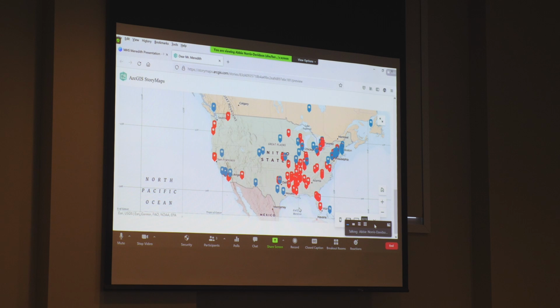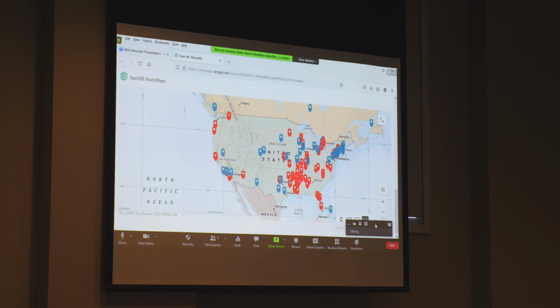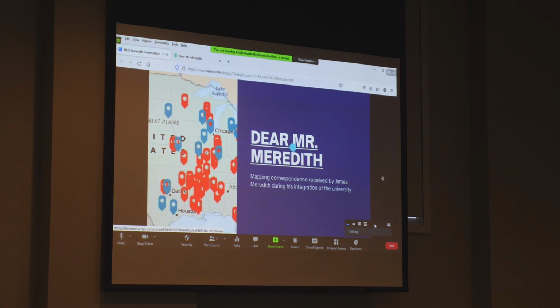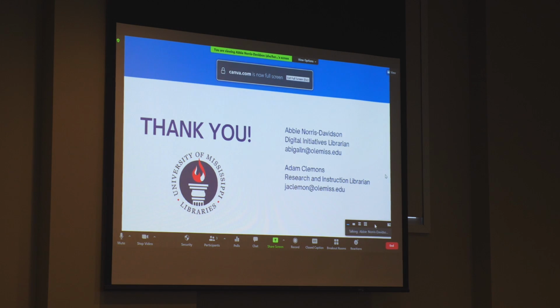It needs to be the opposite, because there are proportionately so many more pro-integration letters in the collection. Over the next few months, we are going to add a proportional number of pro-integration letters, and based on what I've seen looking through the collection, we predict that the colors and the sentiment behind the map will shift a lot. There actually was a lot of support in the South, but you will have to check back in with us in September to see if those predictions are accurate. And that's all we have. Thank you so much.